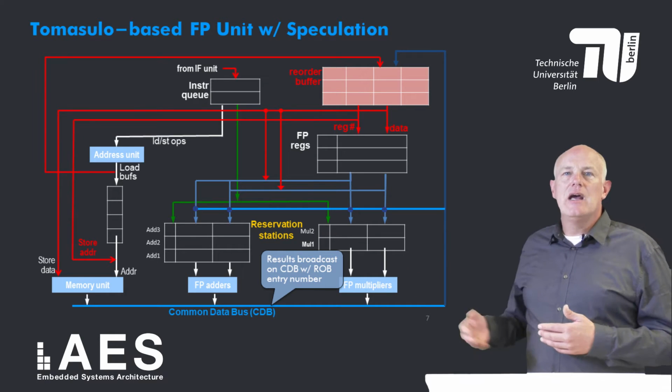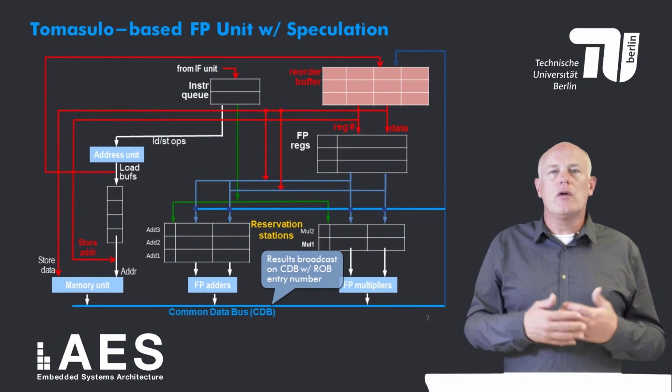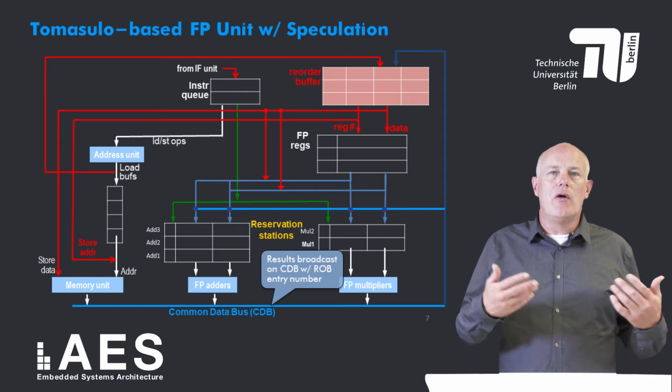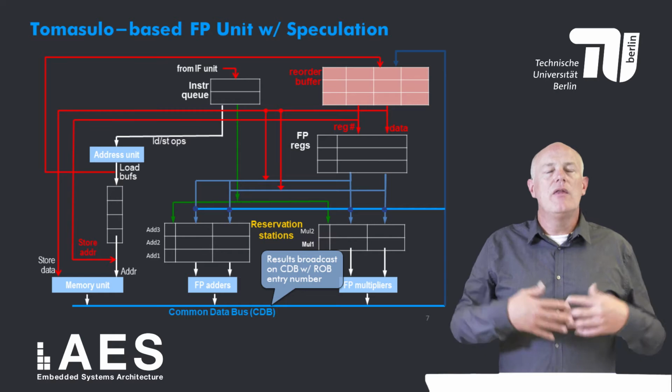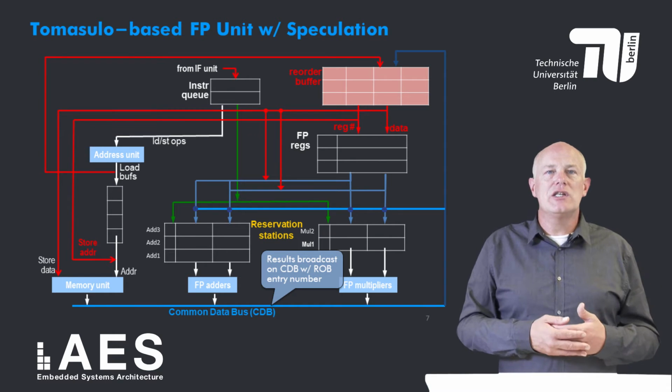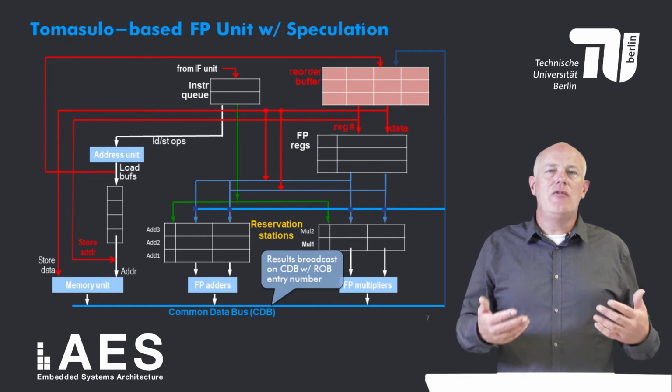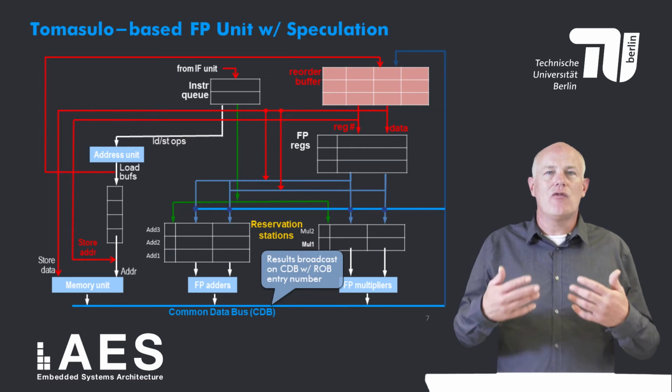Fifth and finally, results must be broadcast on the common data bus together with the number of the ROB entry that contains the instruction that has produced this result. This is needed to know where the instruction needs to be stored in the ROB. So every in-flight instruction must carry its ROB entry number.